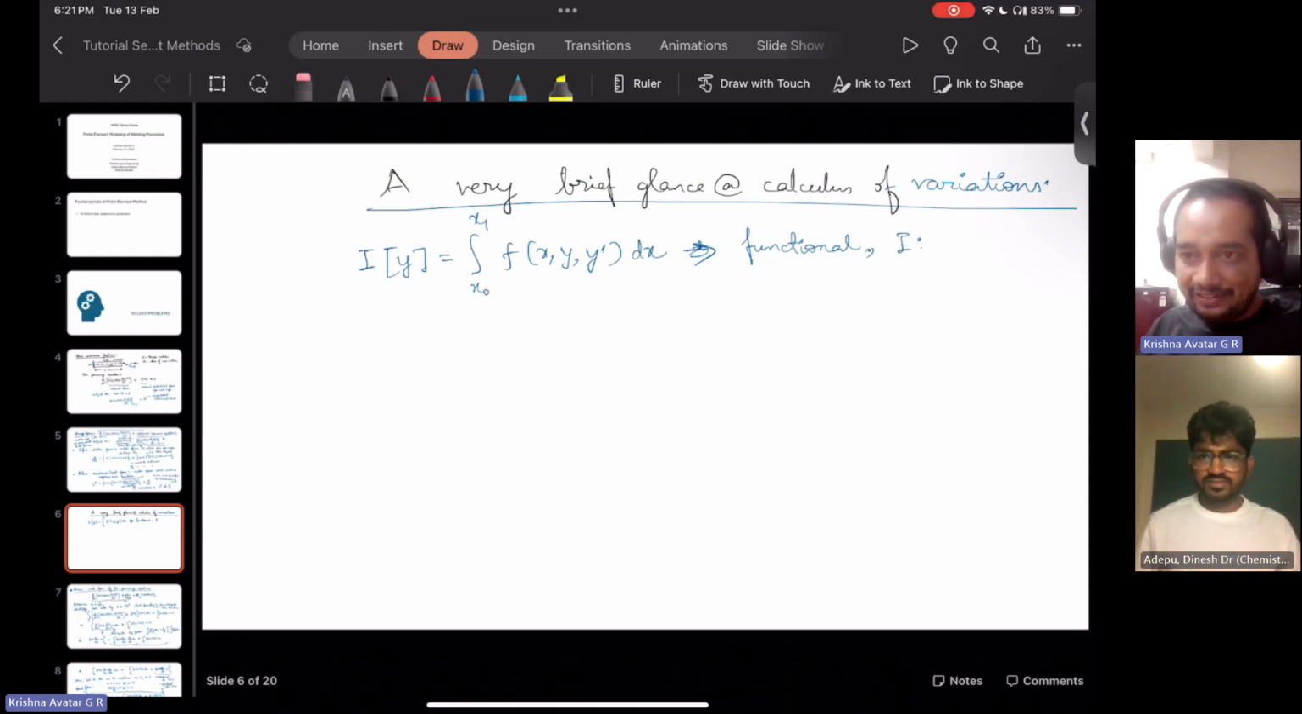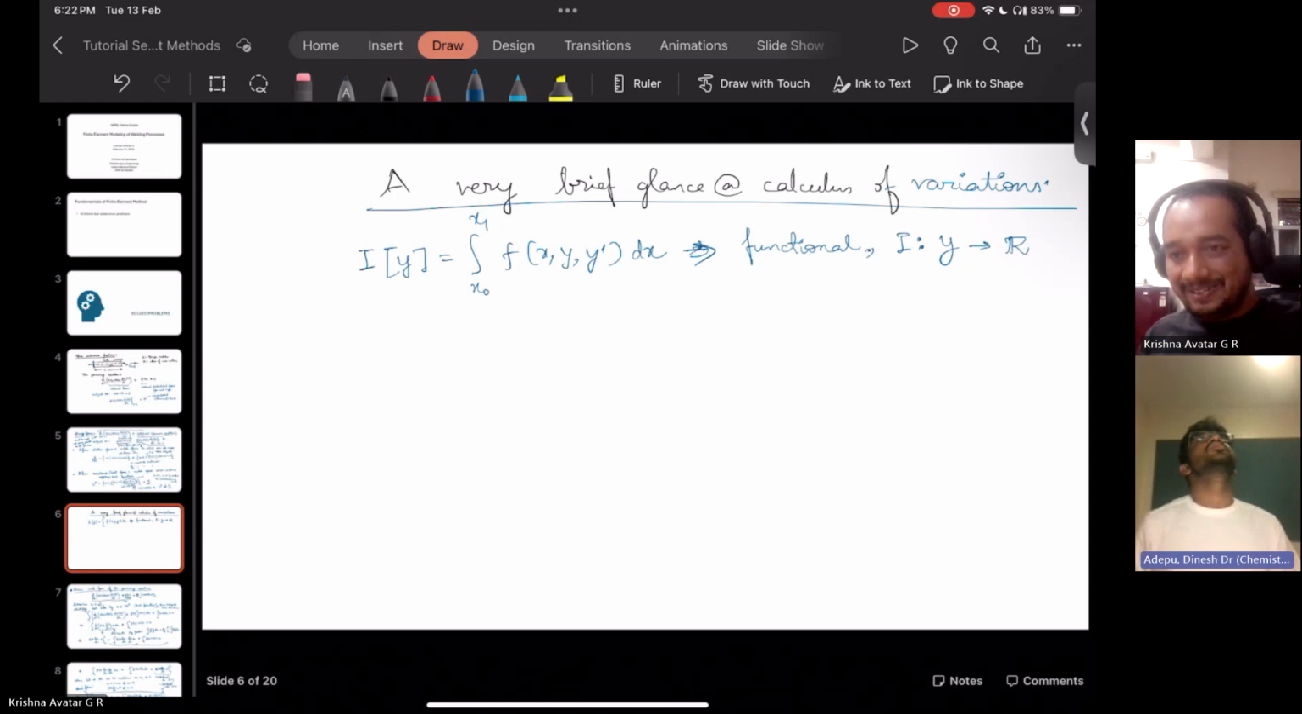So it's anything which maps any function, or any vector, from a vector space to a real number. That is called a functional in general. So even a norm is a functional. It is not a function, it is a functional, because it maps a function to a single value, to a real number.